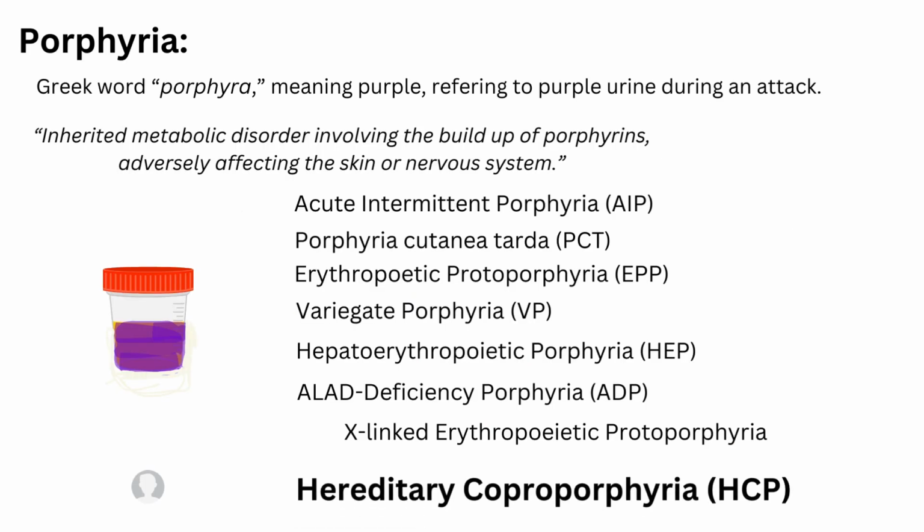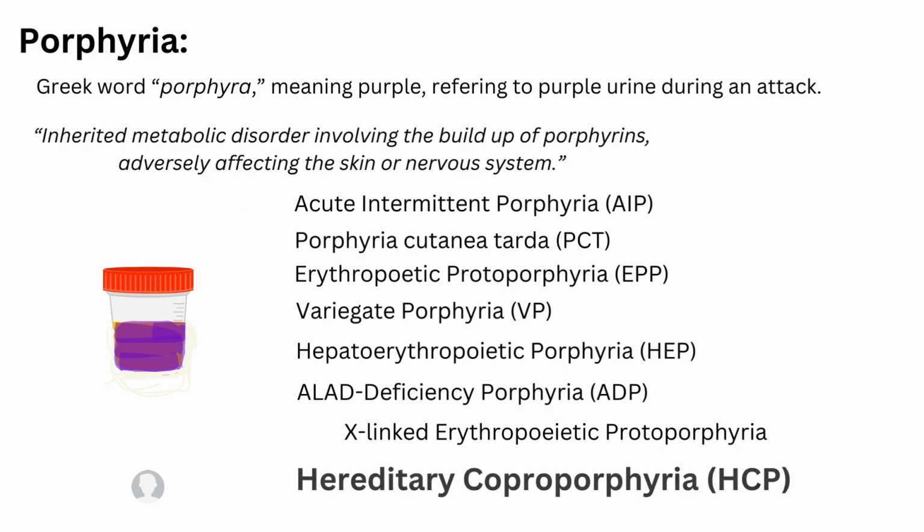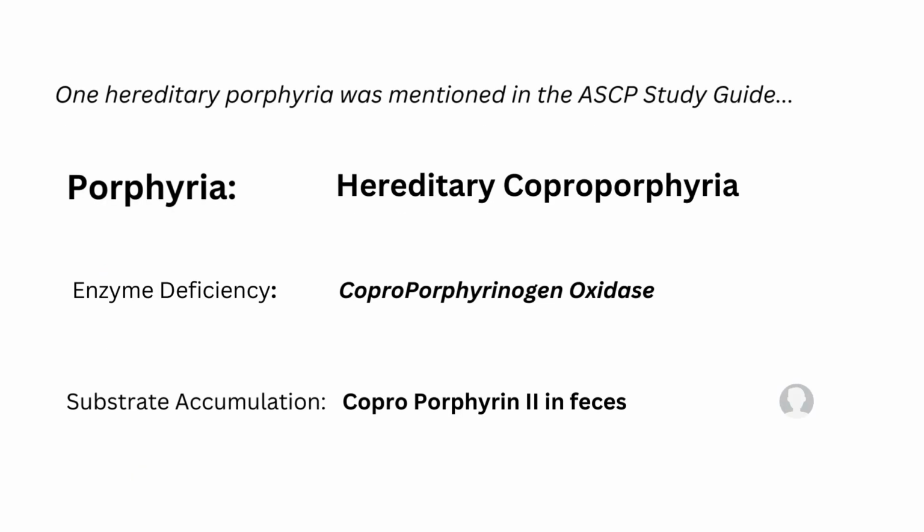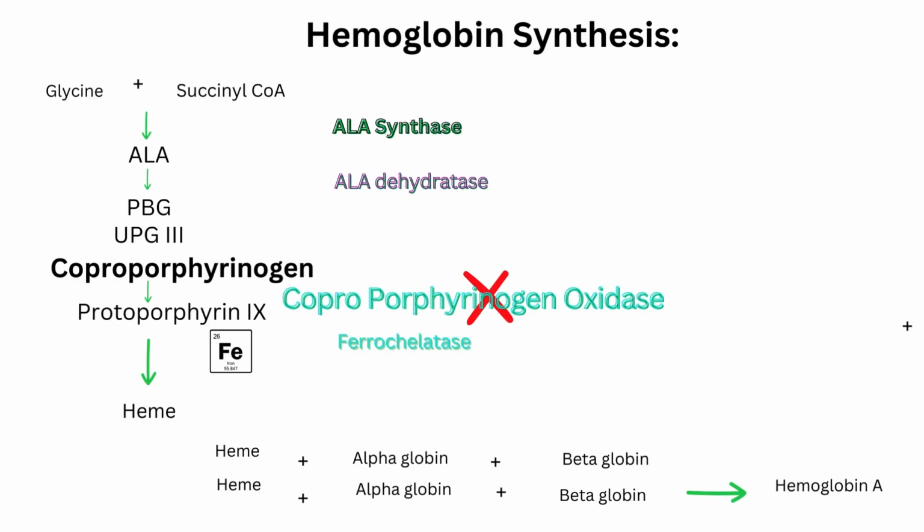I noticed in the ASCP study guide that there were several questions about lead poisoning, but only a few about the inherited porphyrias. One was a general question that asked about an enzyme defect in heme synthesis pathway. One question in the general chemistry section stood out about a specific porphyria, hereditary coproporphyria. In hereditary coproporphyria, the enzyme deficiency is coproporphyrinogen oxidase, and the accumulation is coproporphyrin 2 in feces.